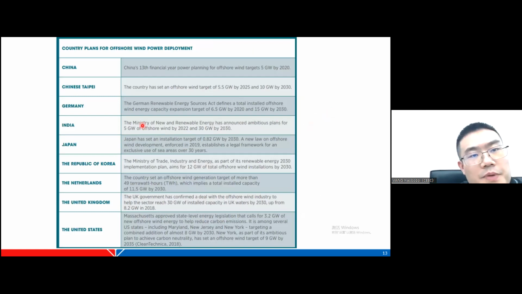We look at the country plans for offshore wind power development. China has the most ambitious, and Chinese Taipei. Germany has a very special coast for the offshore wind resources. India, Japan, Korea, New Zealand, the UK, and the United States. The United States is a very interesting country.